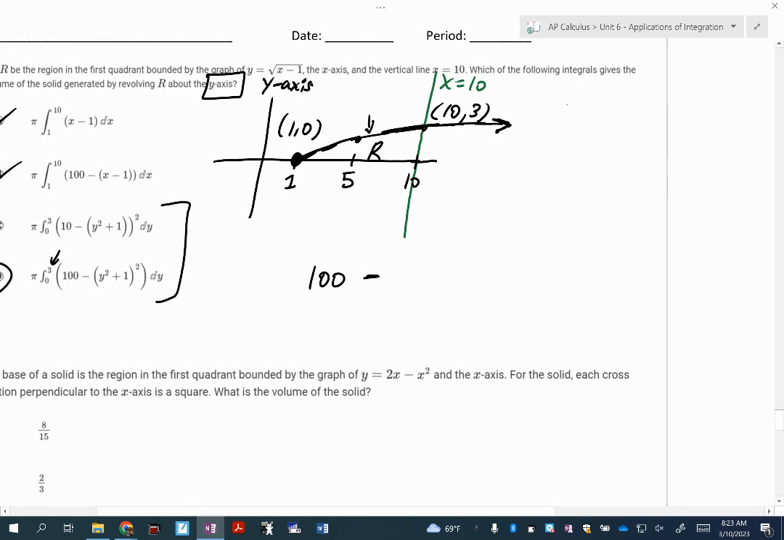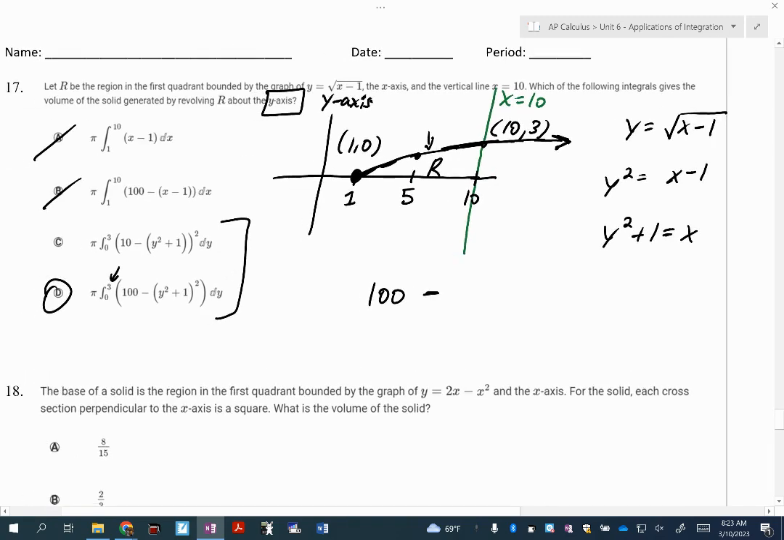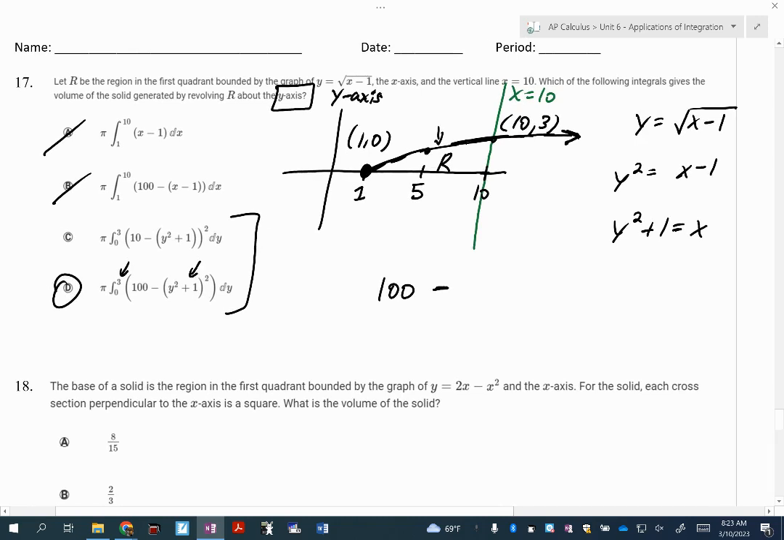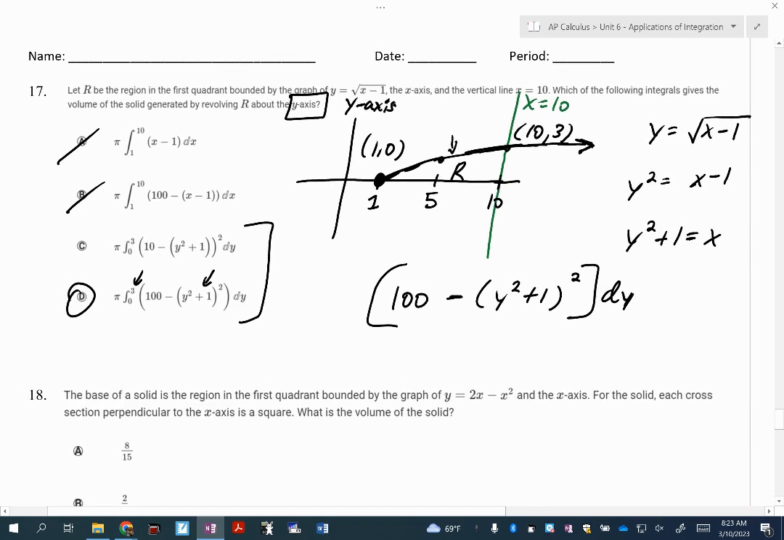So if I rewrite this, I'm going to square both sides, and then I'm going to move the minus 1 over with addition. And that's how they get the y squared plus 1, all of that squared. Again, you probably could have answered this without fully knowing everything, but I wanted to go over all of it so you know why they're setting it up like that. Okay, so that's 17.